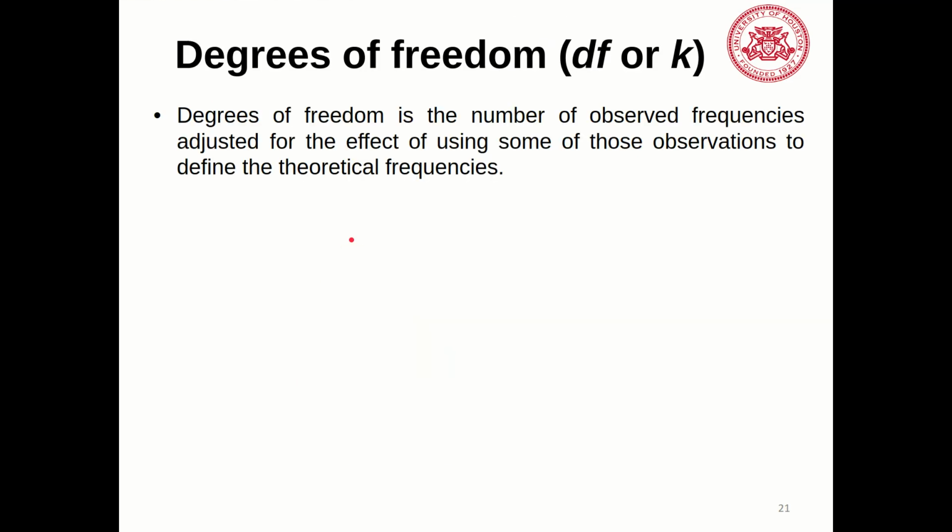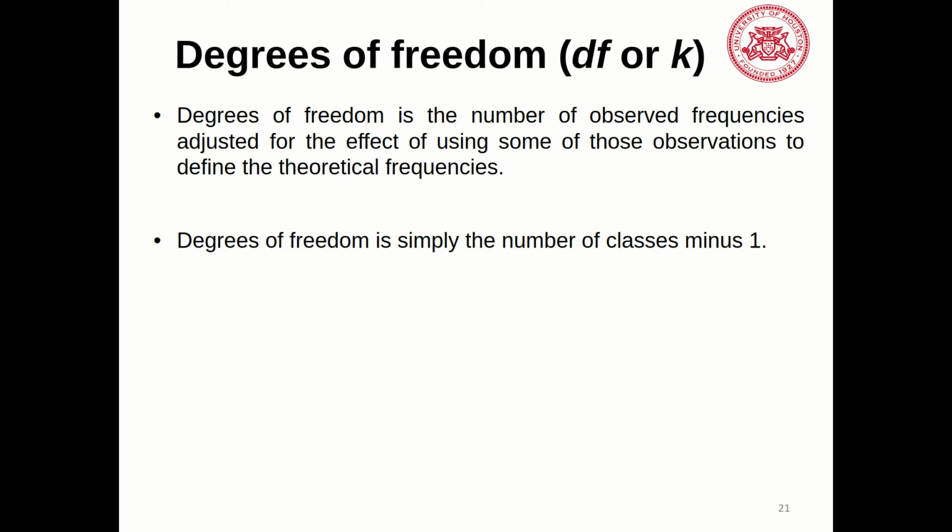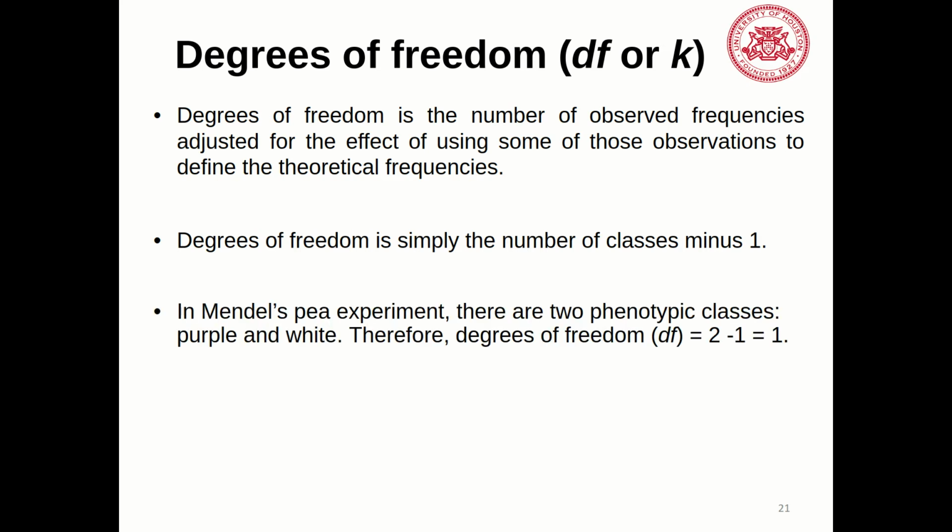So you do have to understand also there's something called the degrees of freedom. And the degrees of freedom, the best way to do it is just understand how to calculate it. It's the number of classes you have minus 1. So what in the world are classes? Well, in the pea experiment, classes are the types of peas. So you have purple and you have white. So that's 2 classes, so 2 minus 1 is 1.